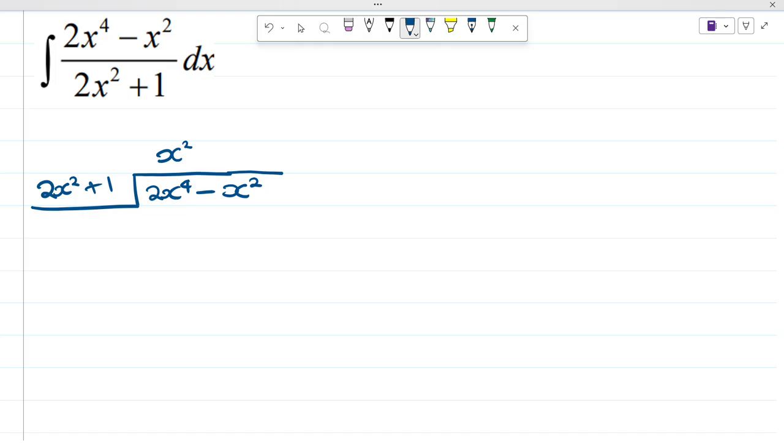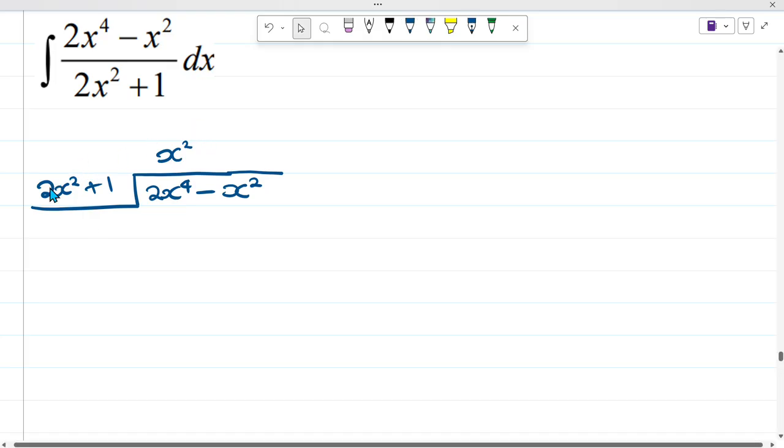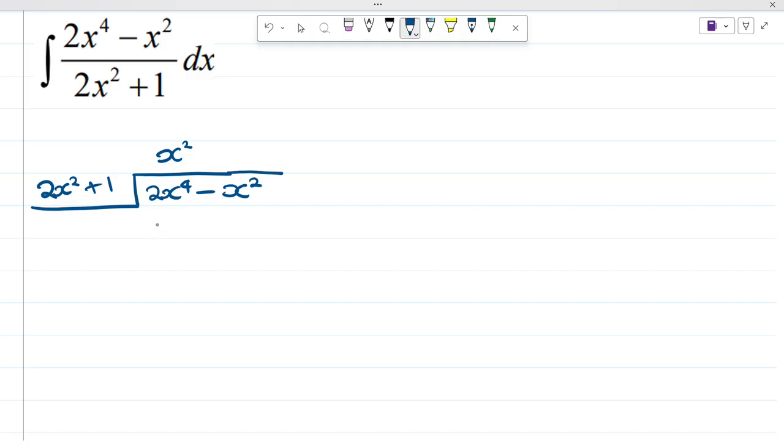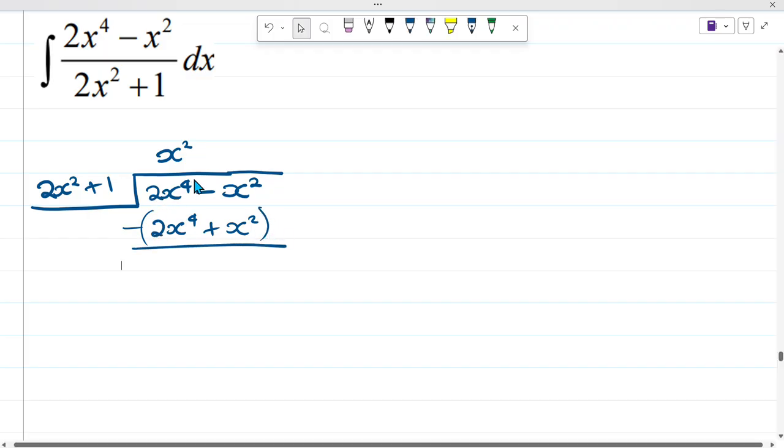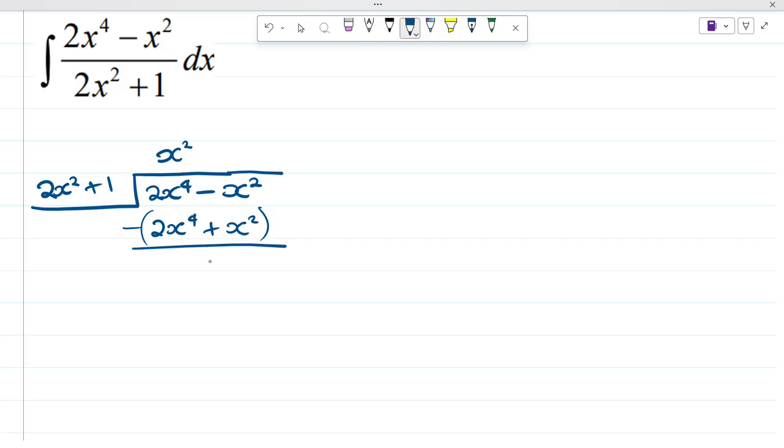So x squared will multiply everything. x squared multiplied by this gives 2x to the power of 4, and multiplied by 1 gives plus x squared, and then I introduce the negative sign. I then add it to the dividend: 2x to the power 4 minus 2x to the power 4 is 0, and minus x squared minus another x squared gives minus 2x squared.